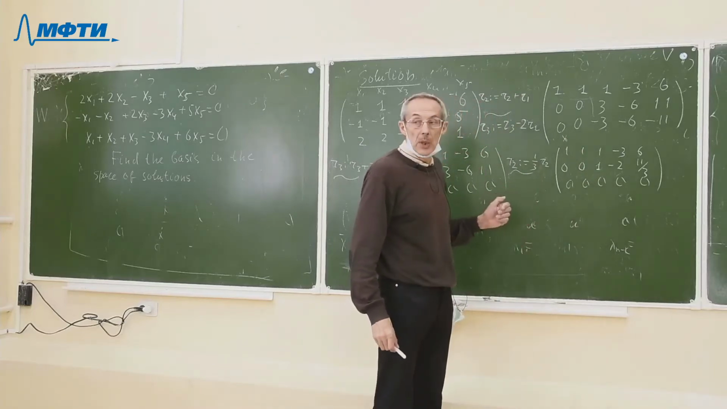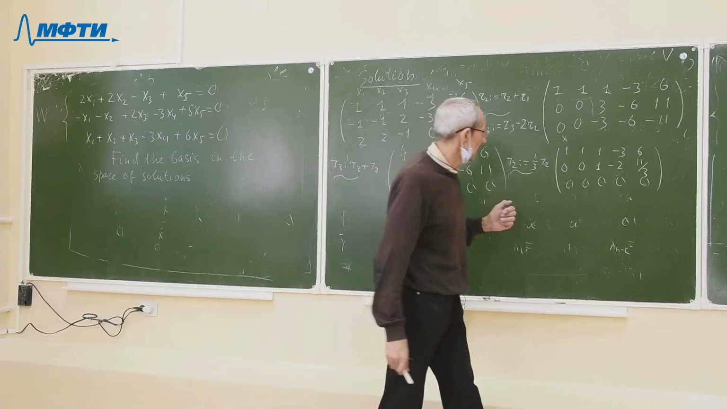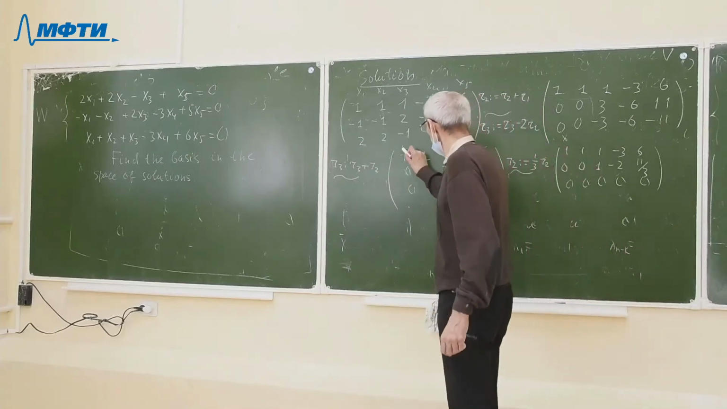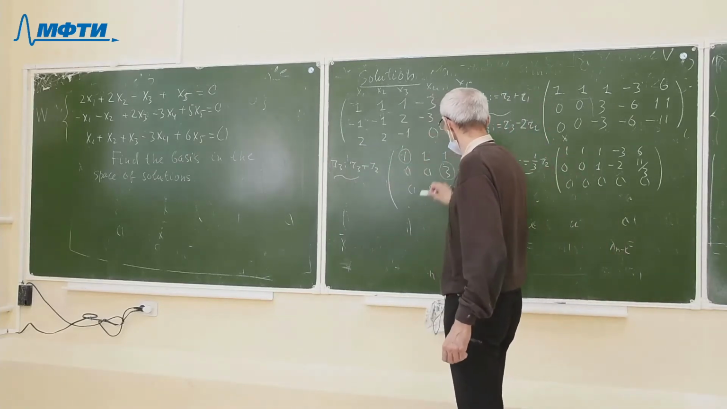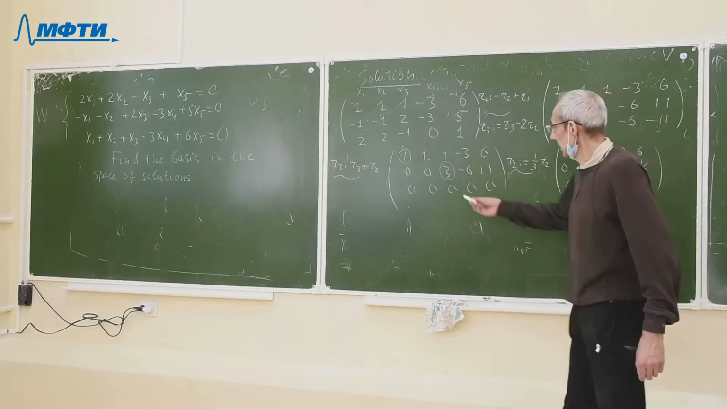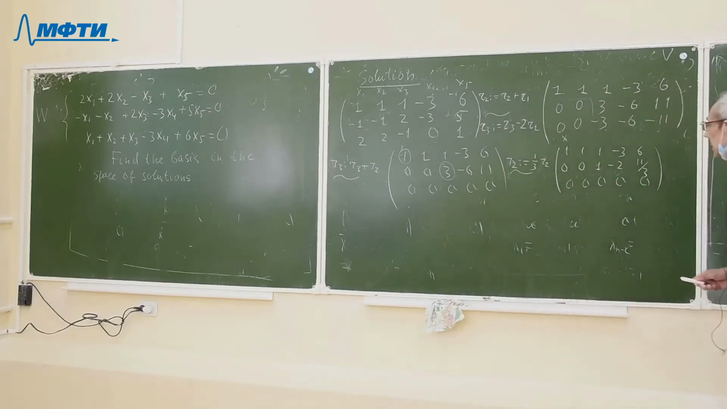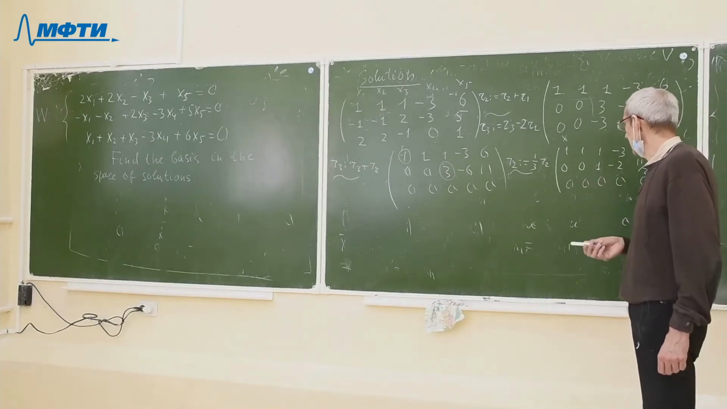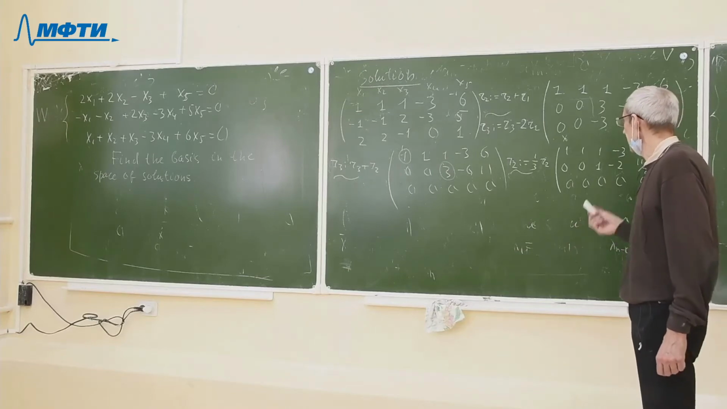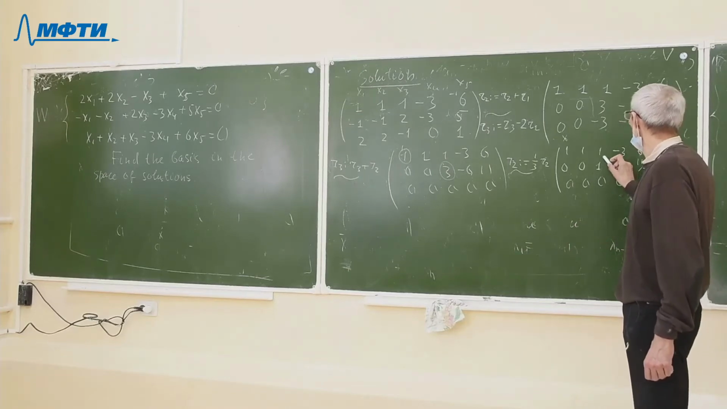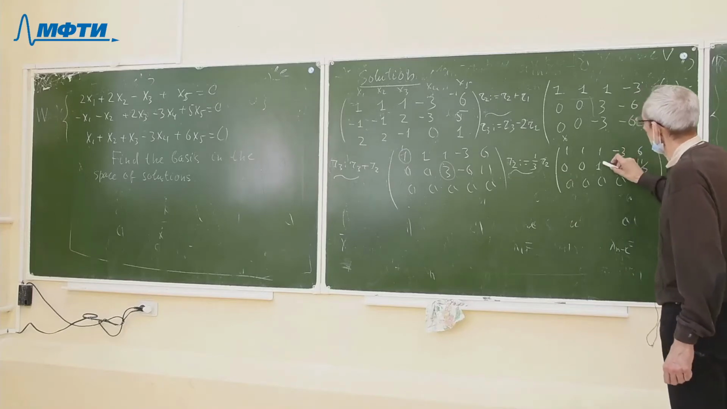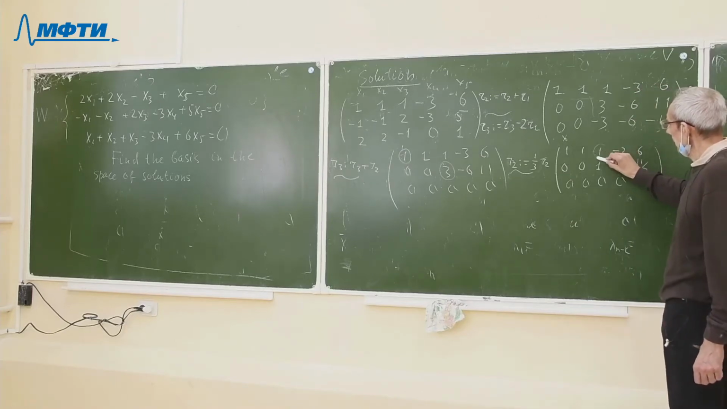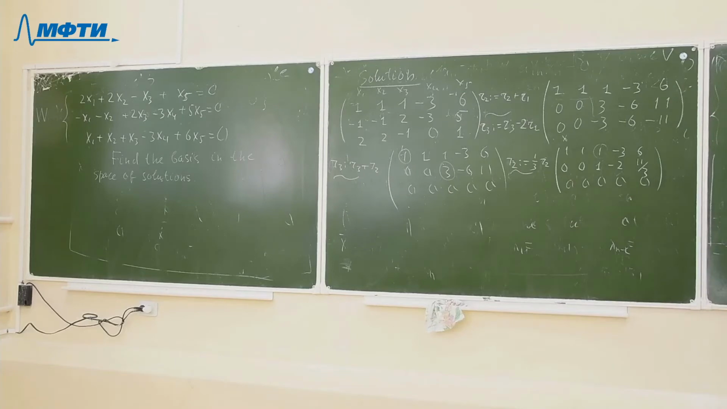I consider the columns which contain the leading element. I obtain the following leading elements: this element and this element. And I put the leading element equal to 1, and I transform this matrix into the form where the columns which contain the leading elements form the unit matrix. And my next step is to obtain 0 in this place.